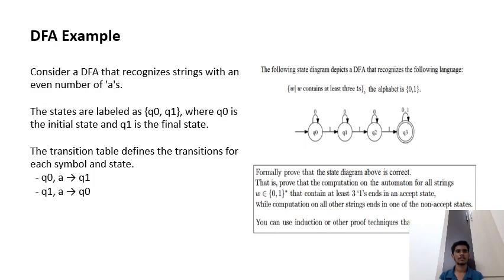DFA example. Consider a DFA that recognizes strings with an even number of A's. The states are labeled Q0 and Q1, where Q0 is the initial state and Q1 is the final state. The transition table defines the transitions for each symbol and state. Q0, A gives Q1, and Q1, A gives Q0.